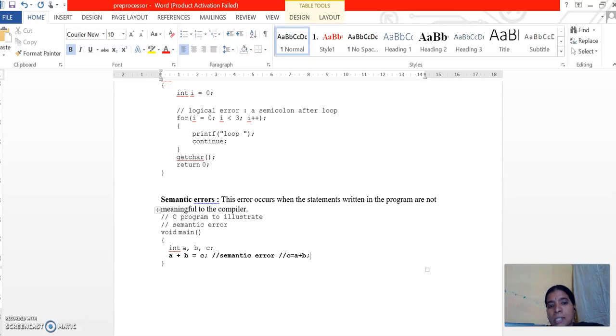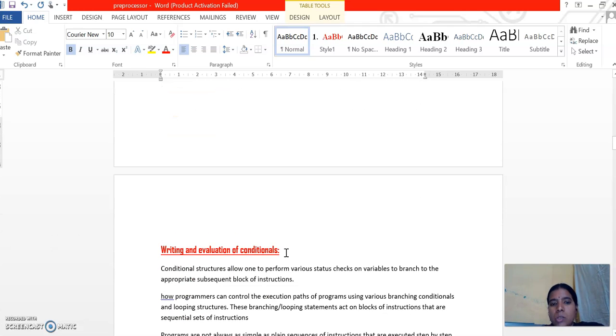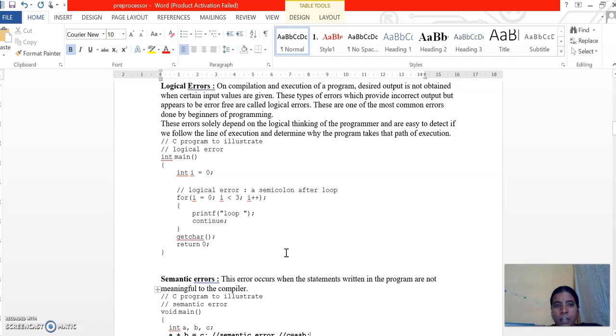So statements which might seem okay to us but not okay to a computer, which hinder the meaning of an instruction to a computer, are called semantic errors, which have a difference in the meaning of what they mean to a computer. So this is C is equal to A plus B. These are a few of the examples of errors that we tend to see in our day-to-day life when we run programs in C language.